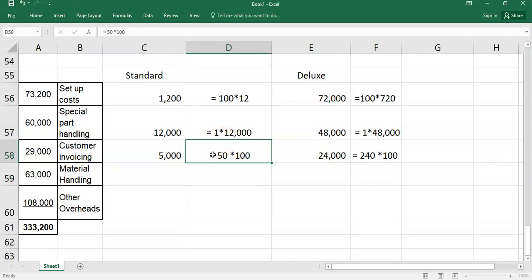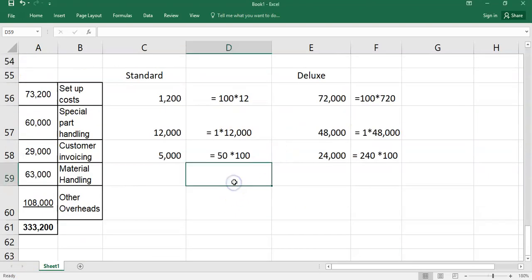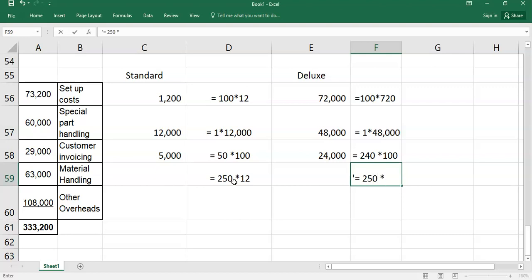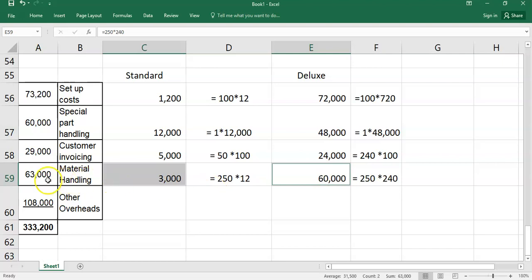Right, so again, you're just allocating, because deluxe uses a lot more of each of them, they get a lot more of the cost. And then material handling is 250 per issue, 12 issues and 240 issues. So this will be 250 times 12. This will be 250 times 240. And again, double check the amount you've allocated to standard plus the amount you've allocated to deluxe is still the total. They have to go somewhere. You're allocating them based on accurate cost drivers.